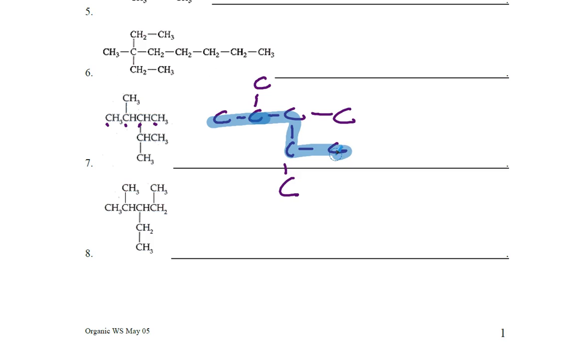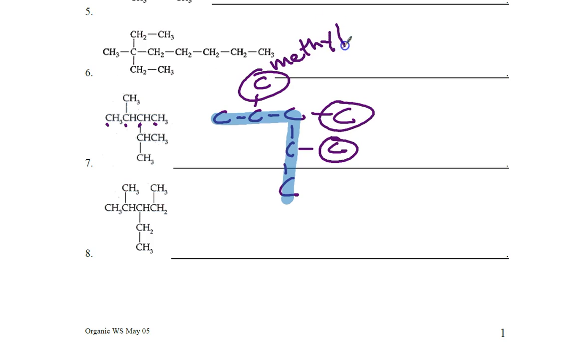5 trumps the 4. Let's see. 1, 2, 3, 4, 5. Looks like 5 is the longest. I think I might stick with 1, 2, 3, 4, 5. It looks a little more straight for me to do. And then I have branch, branch, branch. Those are all methyls. In fact, there's 3 of them, so I'm going to call it trimethyl.